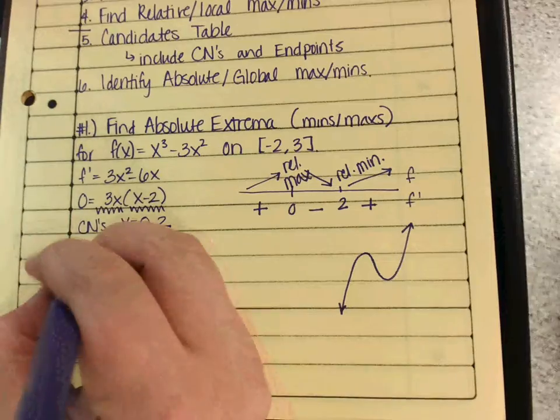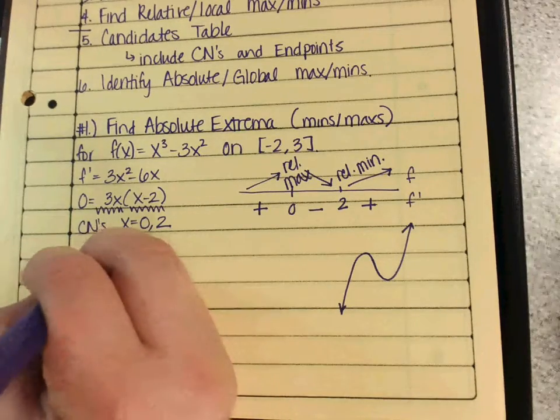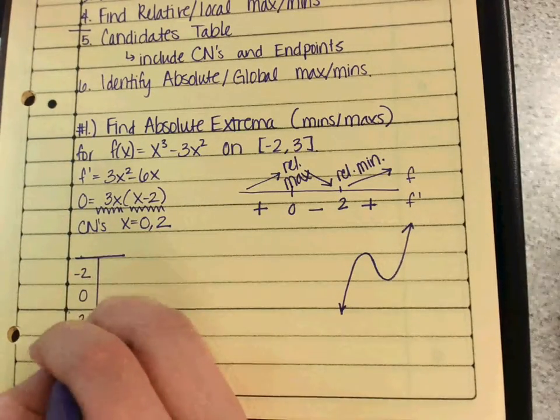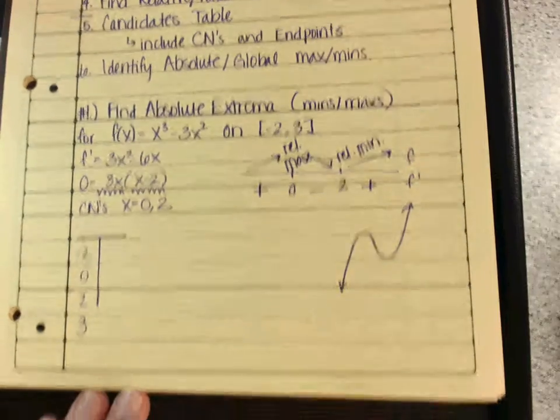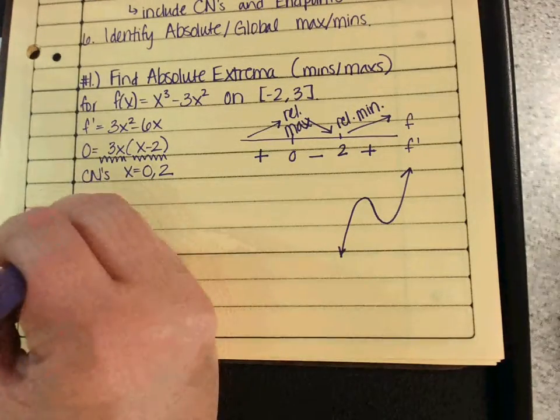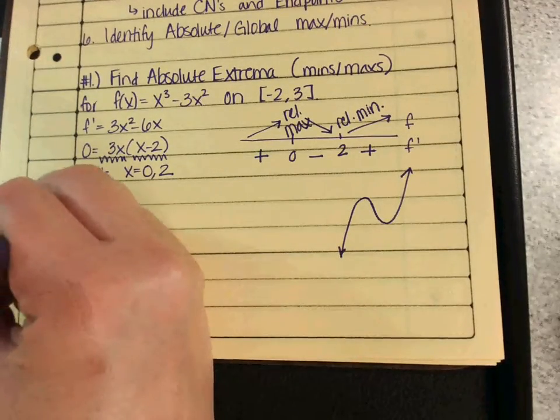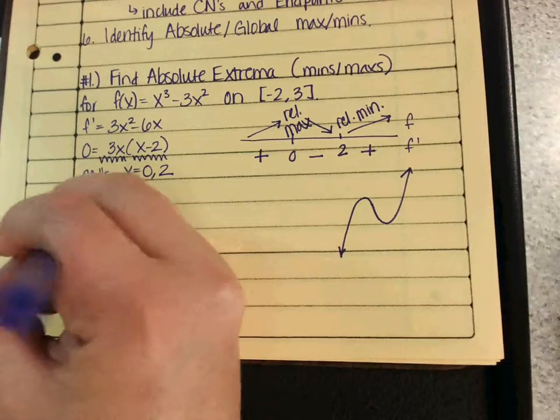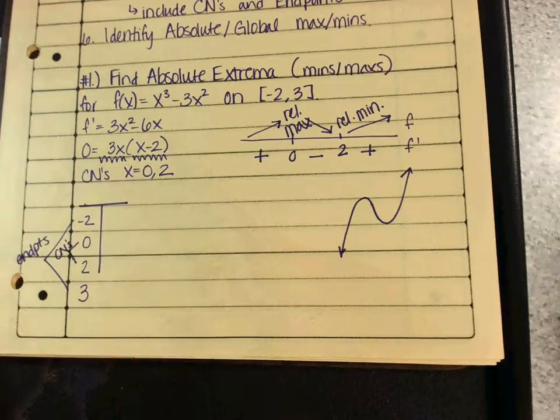And 0 and 2 are going to go in it, as well as -2 and 3. So -2 and 3 are my end points, and 0 and 2 are my critical numbers. Okay, those are what go in your chart. When you plug in, you want to know whose y value is the biggest. So you're going to plug into the original equation.